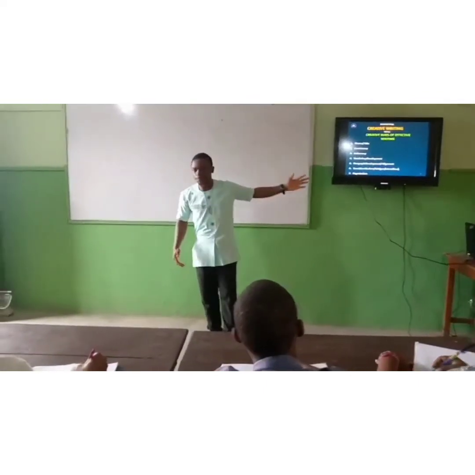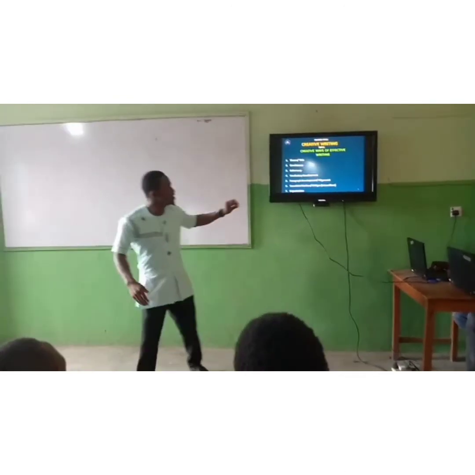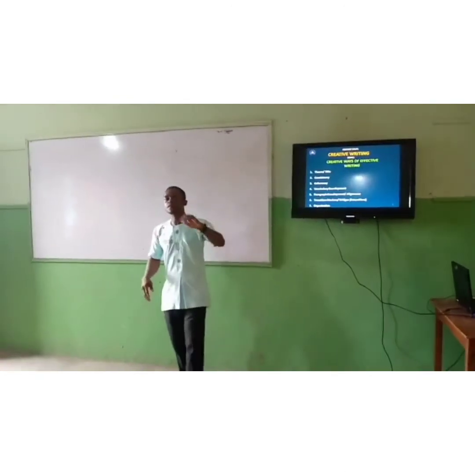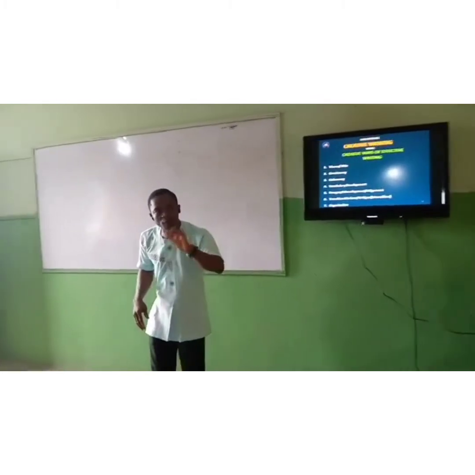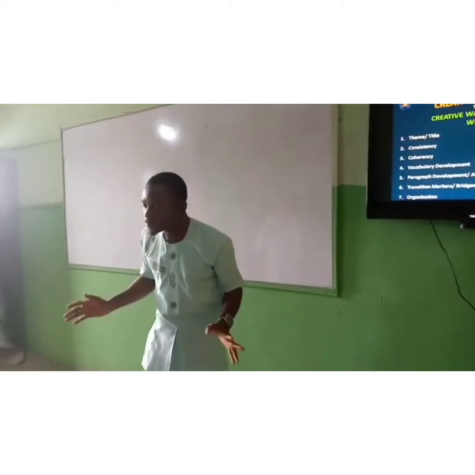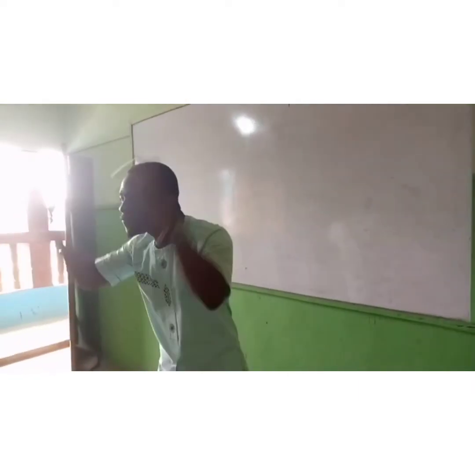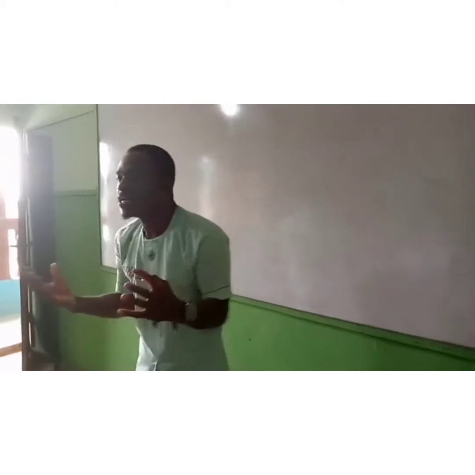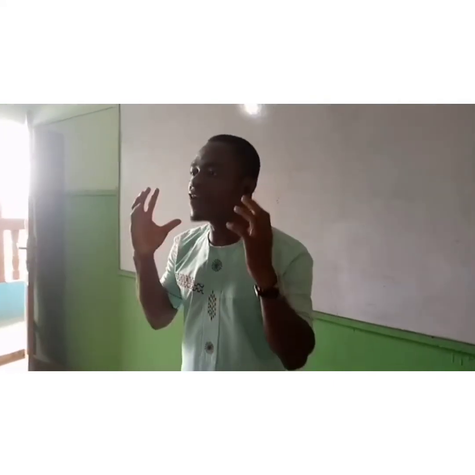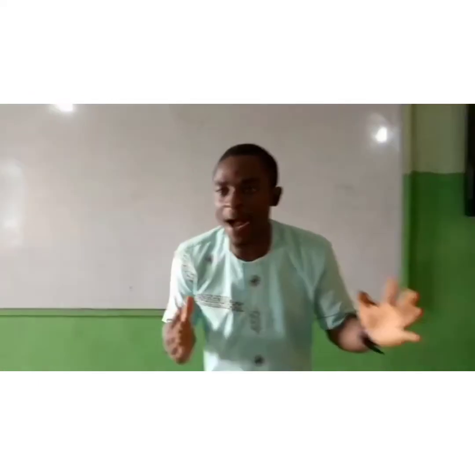Starting from number one, theme or title. One of the ways of effective writing is theme or title. Whenever you are writing, you must have a theme. If you don't call it theme, you call it preoccupation. You must have a title. So before you pick up a pen as a young writer and begin to write, you must have a predefined theme of what you are writing.